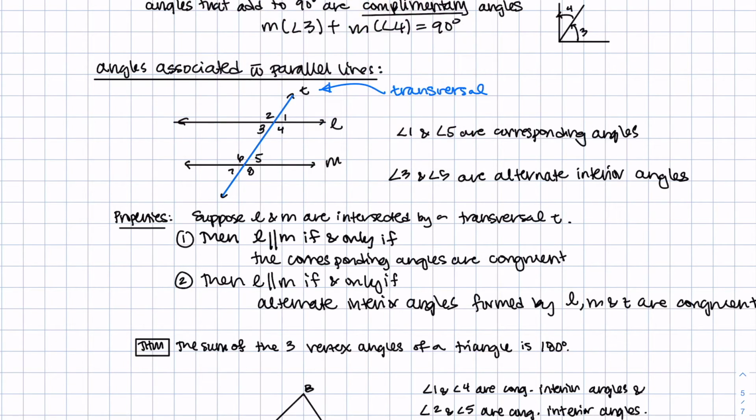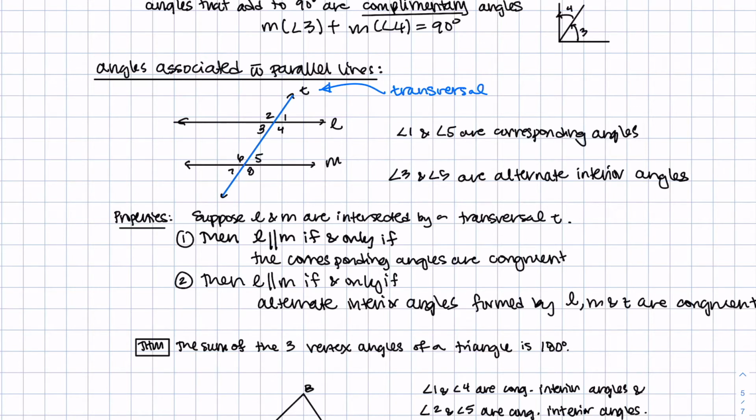There's a little terminology we can talk about. So when I do this, I form a bunch of different angles, right? And I form an angle here between L and T, and another one here between L and T. In fact, there's four angles that happen between L and T, and so I've labeled them 1, 2, 3, and 4. And the same thing happens with M and T, right? I have four more angles, 5, 6, 7, and 8, that are created when I draw this transversal.